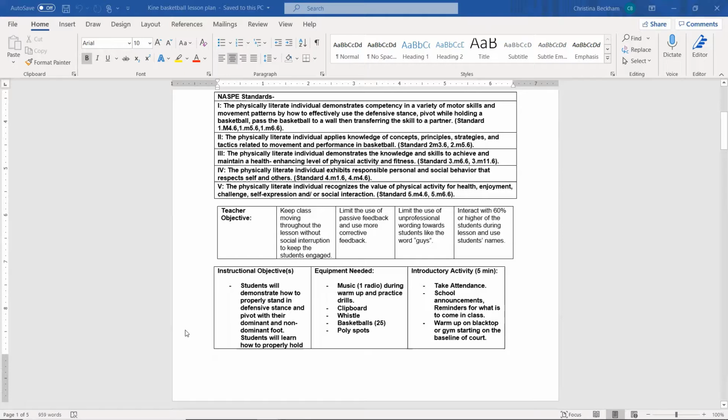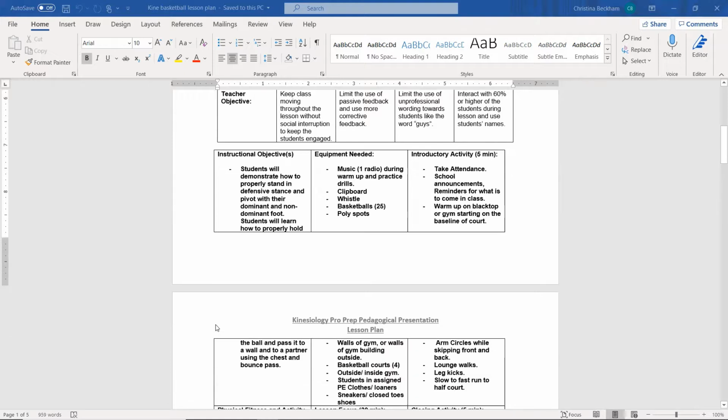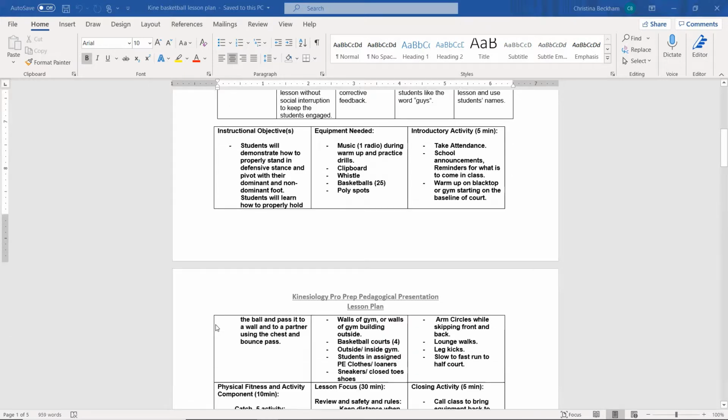My instructional objective: students will demonstrate how to properly stand in the defensive stance and pivot with their dominant and non-dominant foot. Students will learn how to properly hold the ball and pass it to a wall and then a partner using the chest and bounce pass.